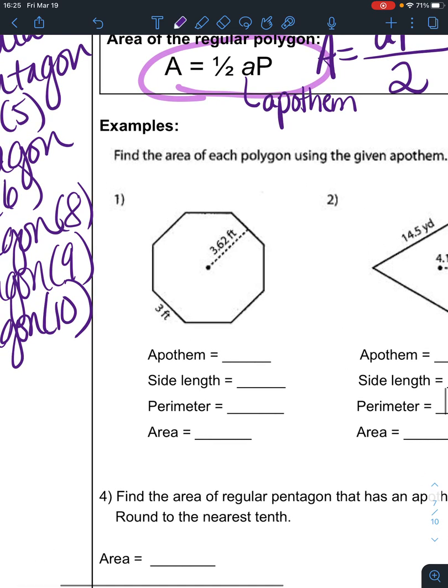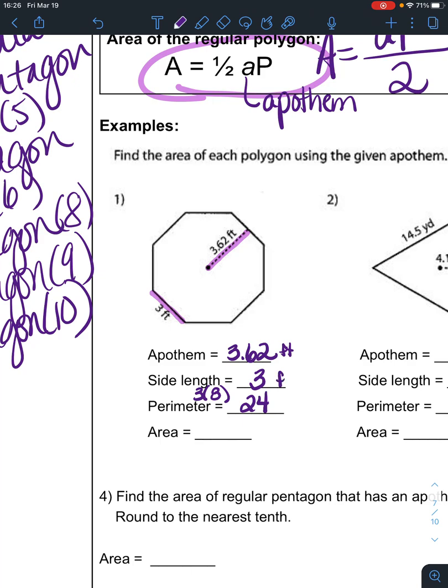So if we look at each of these shapes, remember the apothem, it goes from the center perpendicular. We're going to stay pretty basic with these shapes. So we've got the apothem. The apothem is 3.62. The side length, so how long are each of the sides of this octagon? This is an octagon. The side length is 3. The perimeter is the side length times the number of sides, which is 8. So the perimeter would be 24.